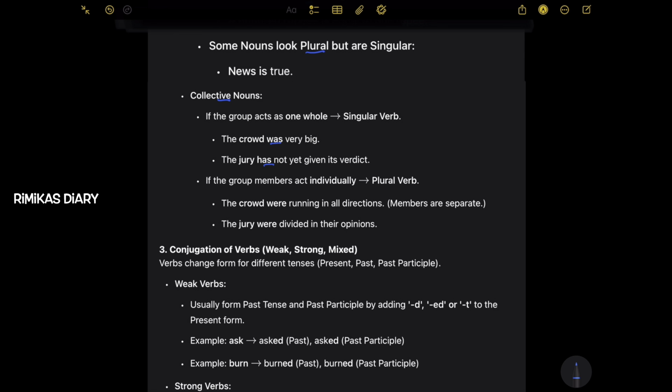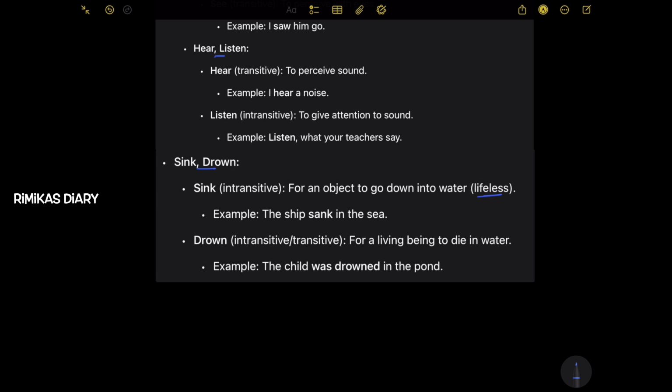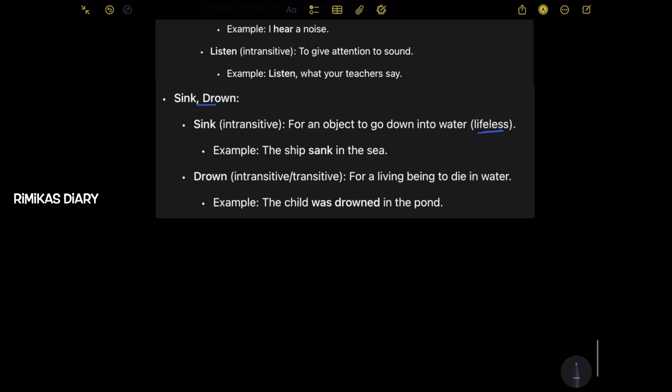Hear and listen. Hear, transitive: to perceive sound. Example: I hear a noise. Listen, intransitive: to give attention to sound. Example: listen to what your teachers say. Sink and drown. Sink, intransitive: for an object to go down into water, like lifeless objects. Example: the ship sank in the sea. Drown, intransitive or transitive: for a living being to die in water. Example: the child was drowned in the pond.